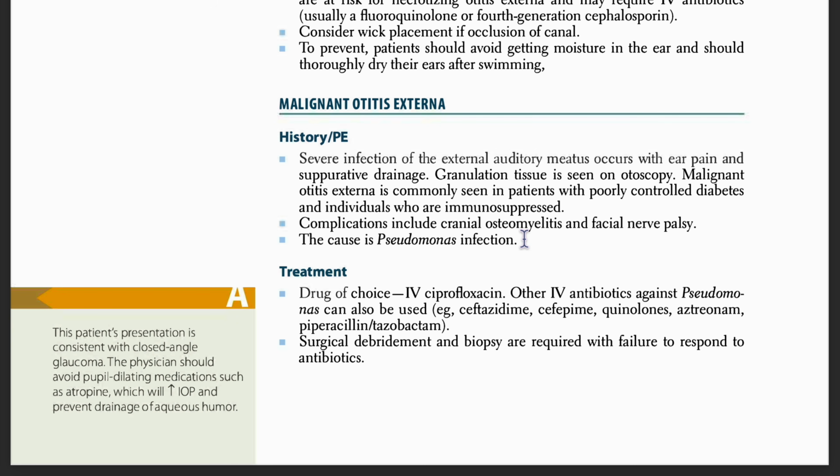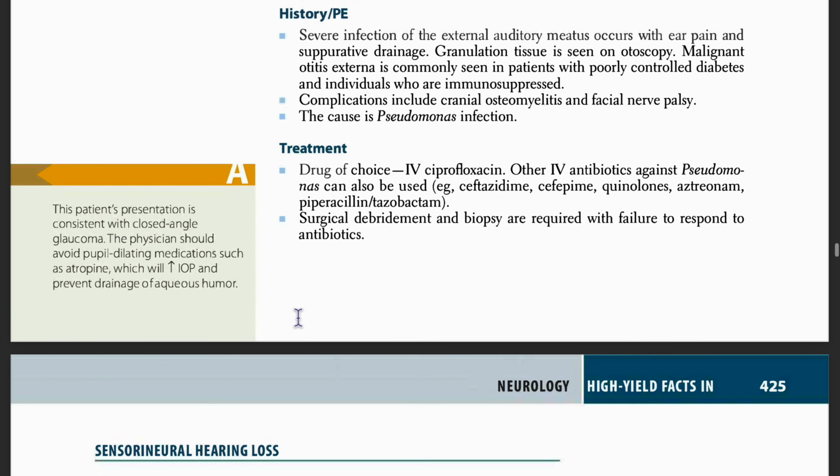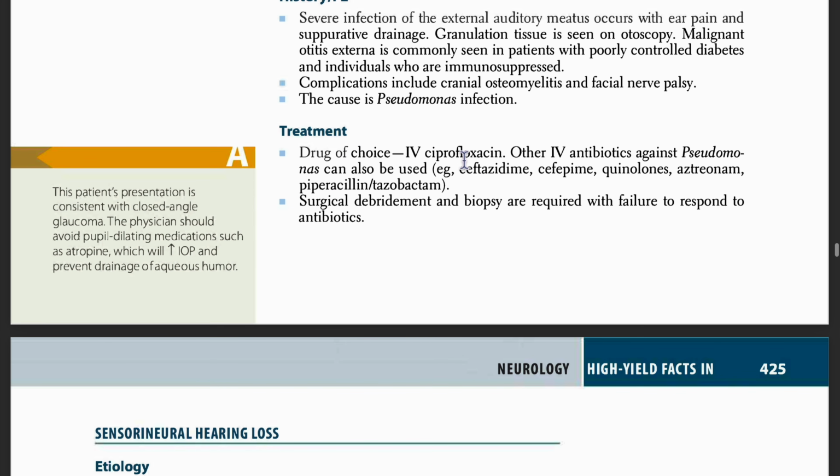Complications include cranial osteomyelitis and facial nerve palsy. The cause is Pseudomonas infection. Treatment is drug of choice IV ciprofloxacin. Other IV antibiotics against Pseudomonas can also be used, like ceftazidime, cefepime, quinolones, azithromycin, piperacillin, and tazobactam. Surgical debridement and biopsy are required with failure to respond to antibiotics.